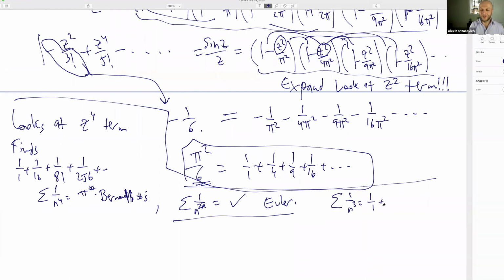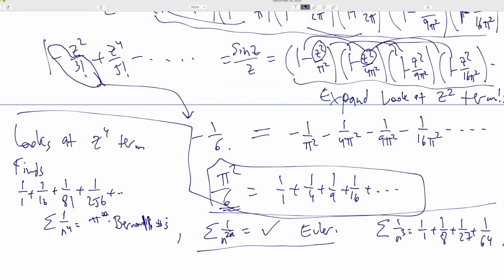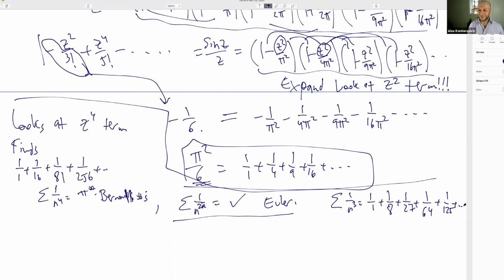So 1 over 1 plus 1 over 2 cubed is 8, 3 cubed is 27, 4 cubed is, did I get this wrong? No, 64, that's right. 5 cubed, 125, and so on. Does anybody know? Raise your hand if you know what this sums to.